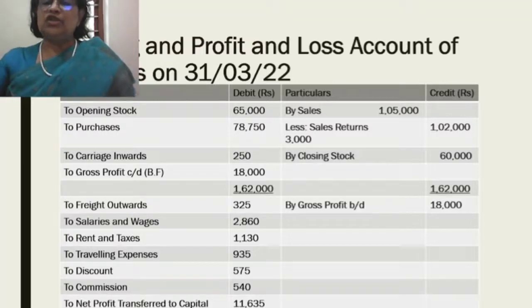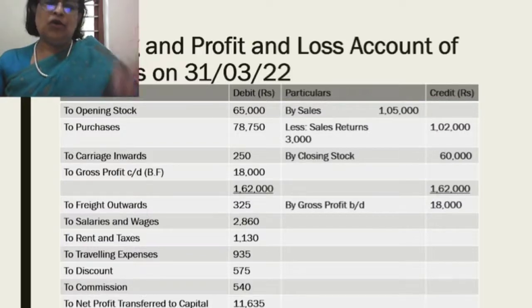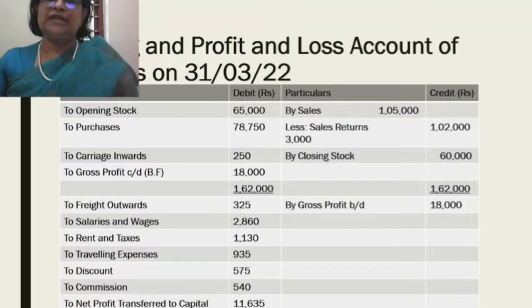So to net profit transferred to capital account 11,635. So here also you have to see which side is higher. The credit side is 18,000. That is why you are getting net profit. If the debit side is higher, you will get net loss. Similarly, you have to remember that gross profit is transferred to the profit and loss account. So when you are transferring, write by gross profit brought down. Then you have to remember one more feature. On the debit side, all the entries we will write as 'to'. On the credit side, we will write all the items as 'by'.